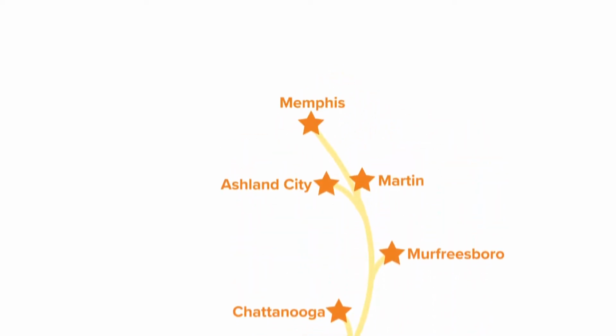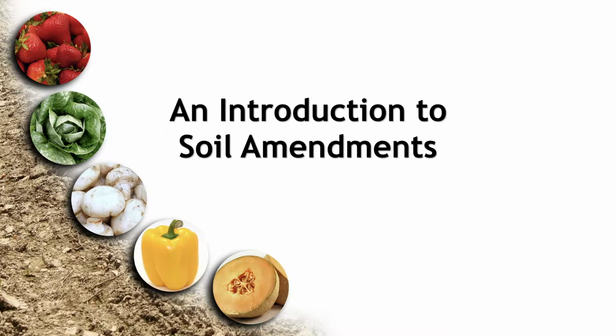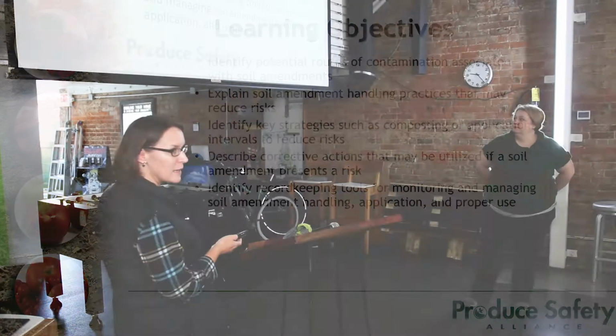All right, so we're going to talk about soil amendments today. Our learning objectives: we hope by the time you leave, you'll be able to identify potential routes of contamination associated with soil amendments, explain soil amendment handling practices that may reduce your risks, identify key strategies such as composting or other interventions that you might use, application intervals to help reduce risk, describe corrective actions that you can use if a soil amendment does present a risk after you've applied it on your field, and identify record-keeping tools for monitoring and managing your soil amendment handling, application, and use.